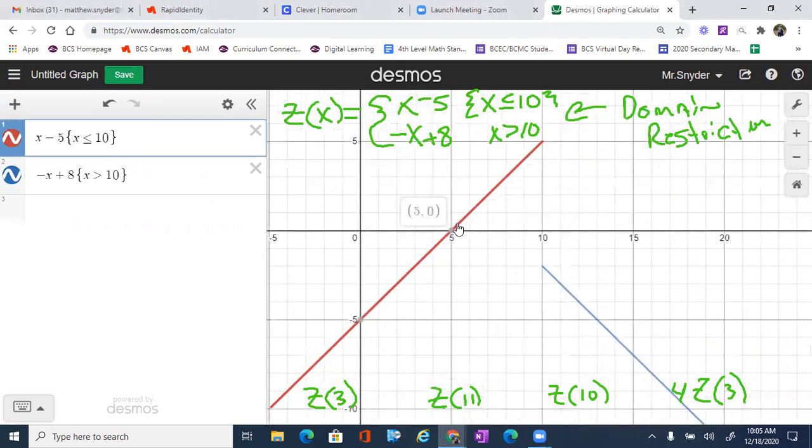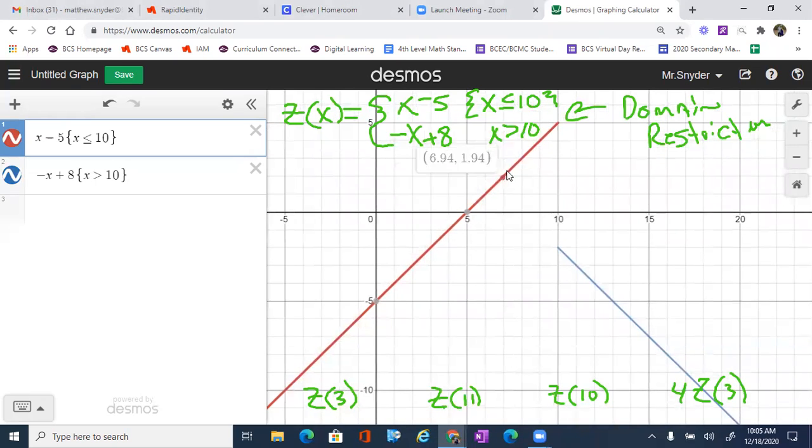Watch what happens when I trace that graph all the way up to the top. Guess what it does is it gives us 10, 5. It gives us an actual answer, and that's because this is defined. Okay, so this is defined.